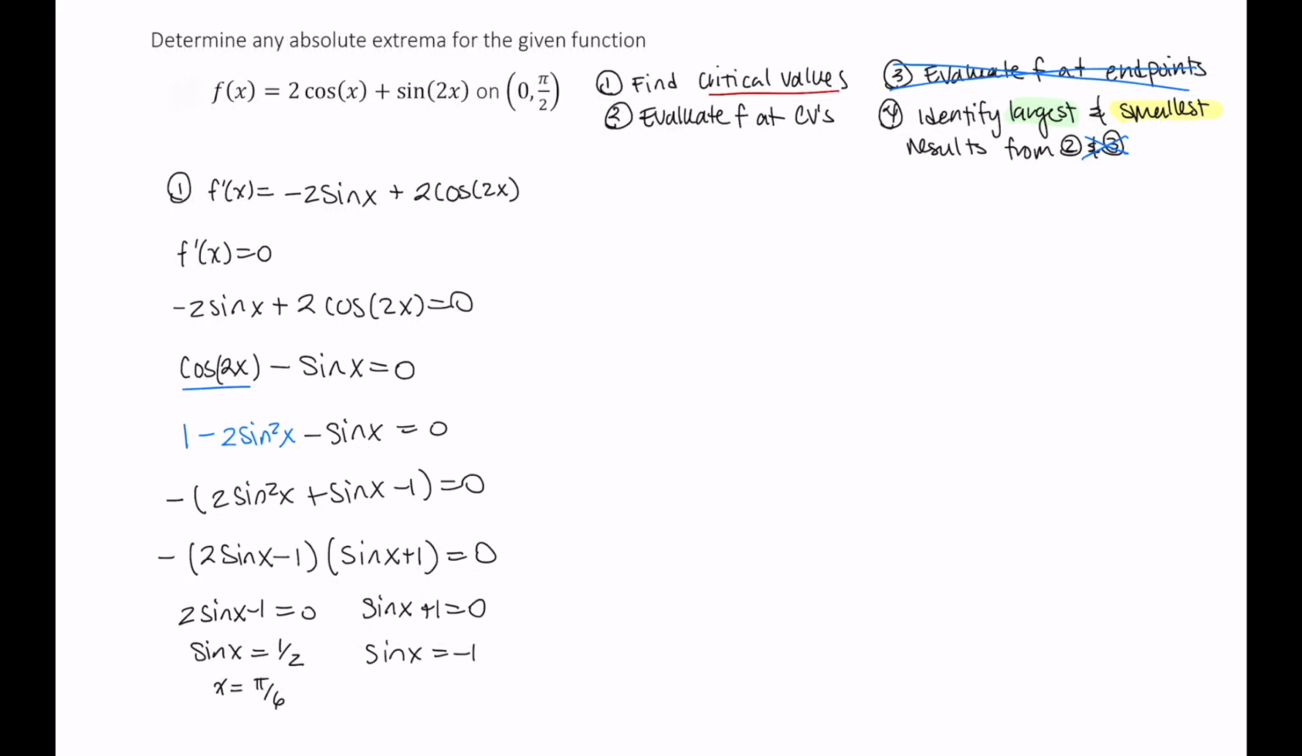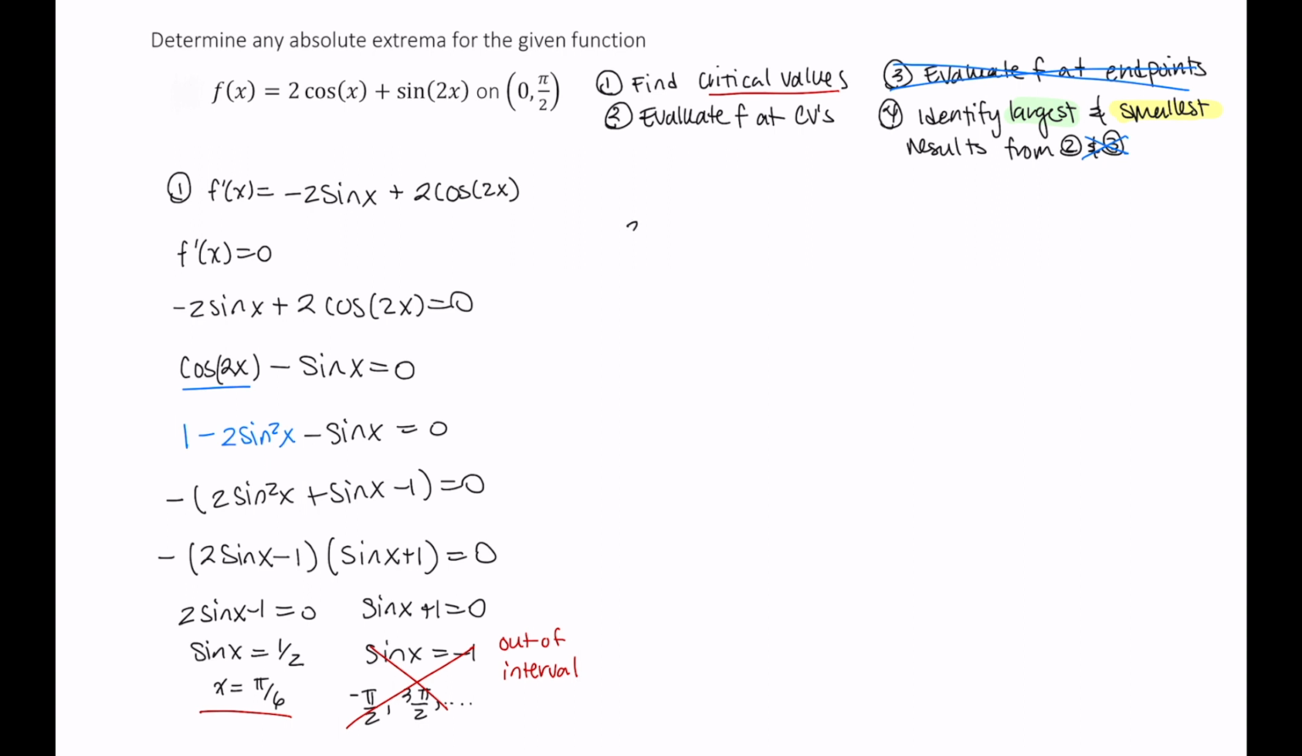Now, this one isn't going to produce a critical value, since the angles that give me negative 1 are things like negative pi over 2, 3 pi over 2, and so on. None of those are going to be located in our interval between 0 and pi over 2. So I'm going to just eliminate these as outside of the interval. So my only critical value then is x equals pi over 6. That's my only critical value.